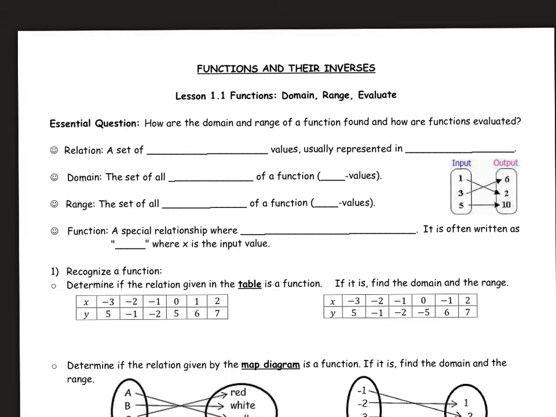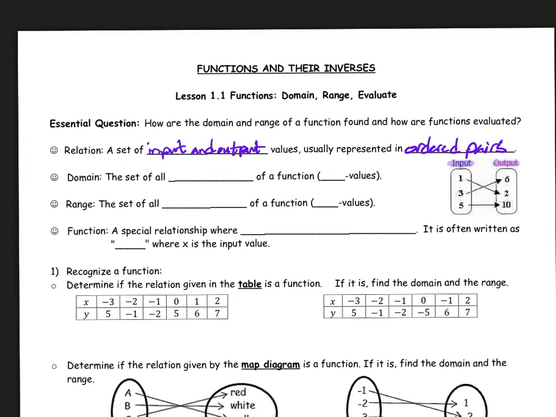Our first vocabulary word is relation, and it's the set of input and output values, usually represented in ordered pairs. Okay? And then I have a little picture over here that helps. It shows the input and the output for us.